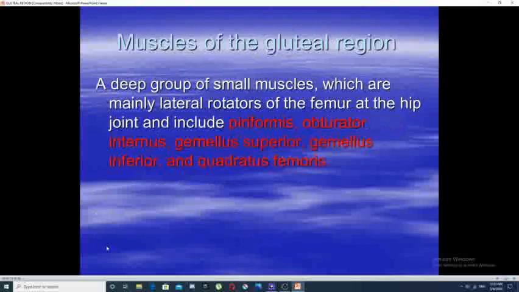What are the muscles of the gluteal region? Muscles of the gluteal region are divided into two groups. The deep group, or small muscles, are mainly lateral rotators of the femur at the hip joint, and they include the following muscles: piriformis muscle, obturator internus muscle, gemellus superior, gemellus inferior, and quadratus femoris muscle.